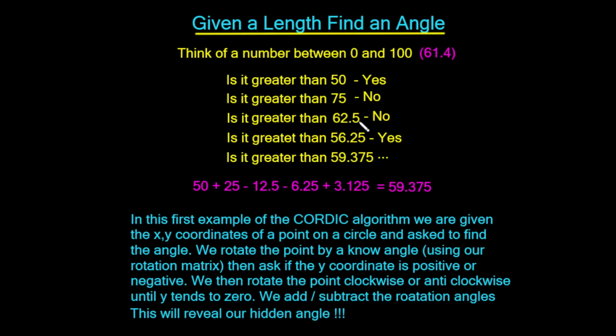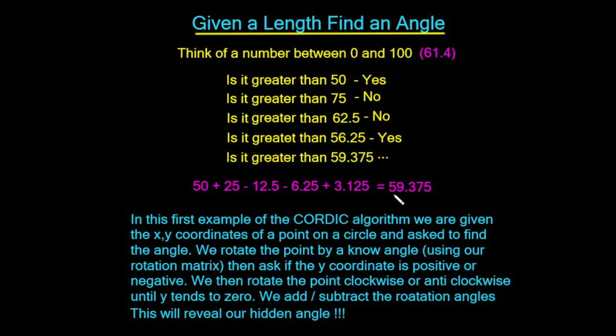And I ask, is the number greater than 62.5? And again you'll say no. So what I do is I go to the halfway point again. So half of the 12.5 is 6.25. So I subtract off the 6.25 to give me 56.25. And again, I ask, is the number you're thinking of greater than 56.25? And the answer is going to be yes. So what we'll have to do is add on half of the previous number, 6.25. So I add on now the 3.125 and I get this final number here.